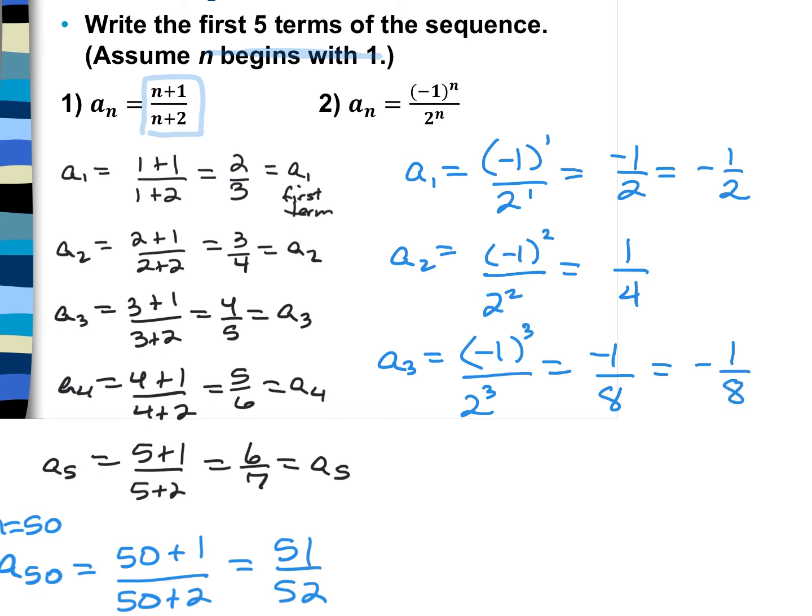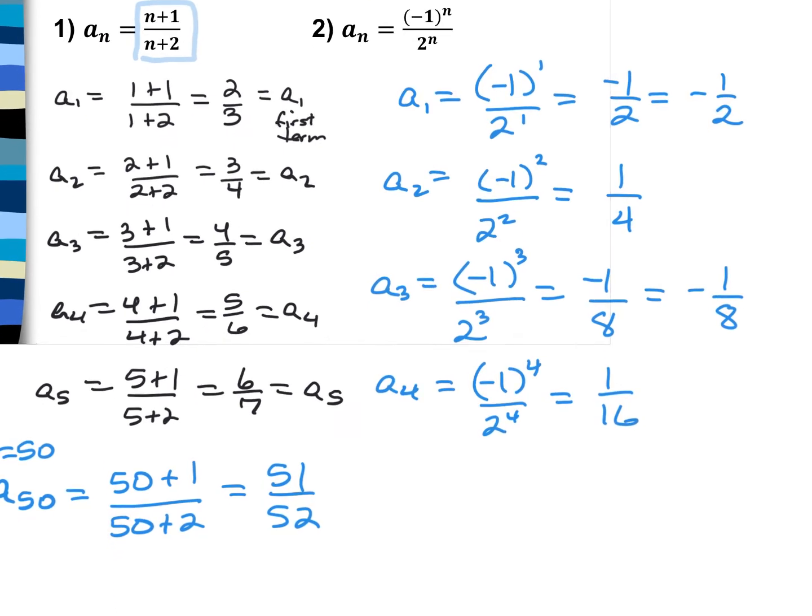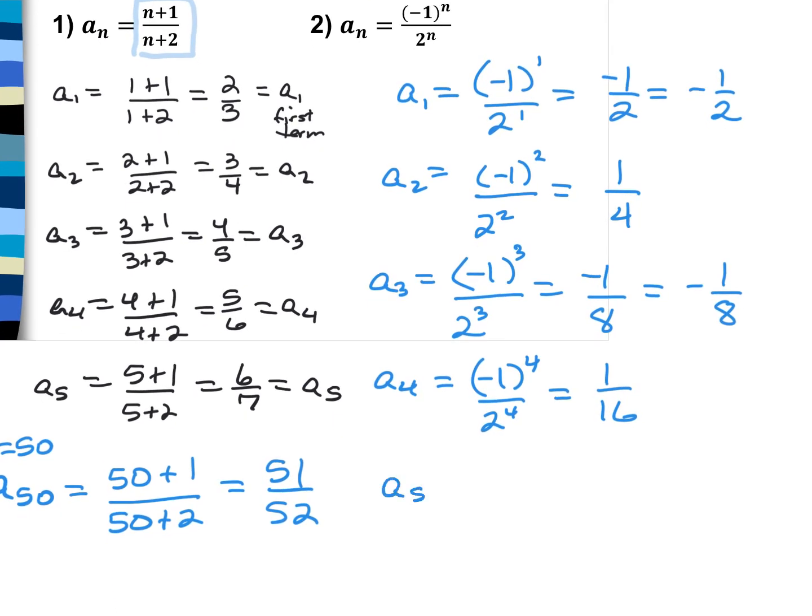So again, you're just plugging in 1, 2, 3, 4, and 5 in for n to get the pattern, the sequence. All right, let's try 4. Negative 1 to the 4th, 2 to the 4th, becomes positive 1 over 16. And then lastly, the 5th term, plug in a 5, follow order of operations, negative 1 over 32. I can pull the negative sign out front, and there are my first 5 numbers.